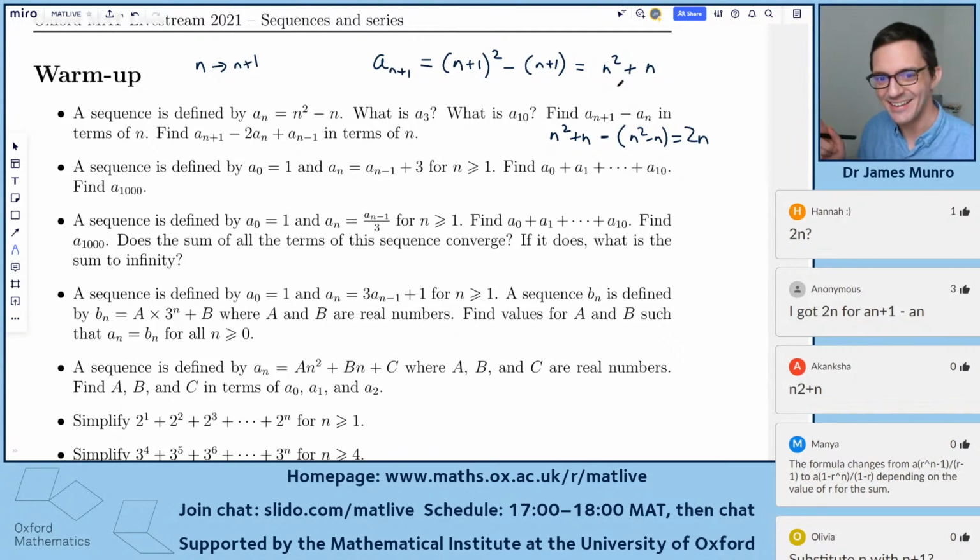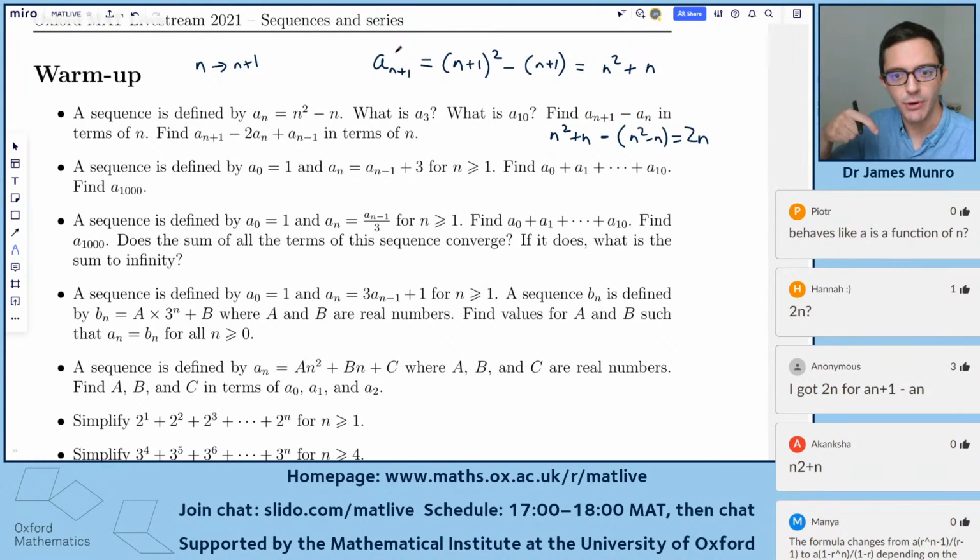The reason I did that, partly because of this slightly weird n to n plus 1 switch that I want to check people are happy with. Yeah, it's sort of like a function of n. That's a really good point, Peter. It's like a function of n. In fact, there's an alternative reality where we didn't use this notation for sequences. We just used everything in terms of functions. So if you really like functions, then you can imagine this being a function of n instead.